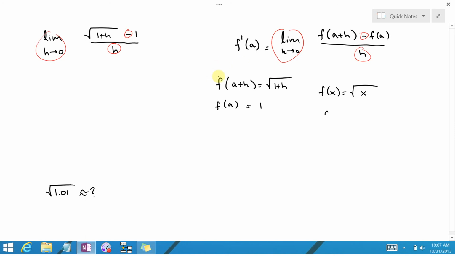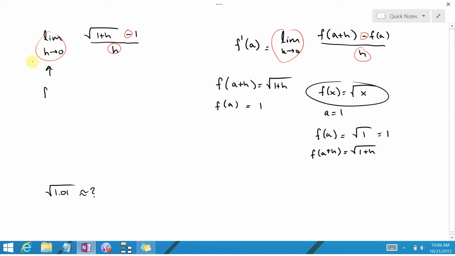and I let a equal 1, then certainly f of a is equal to the square root of 1, which is 1, and f of a plus h would equal, well, if a is 1, then this is the square root of 1 plus h. And so that would give me exactly this expression. So for f of x equal to the square root of x, this limit is by definition the derivative at 1 where f is the square root of x.